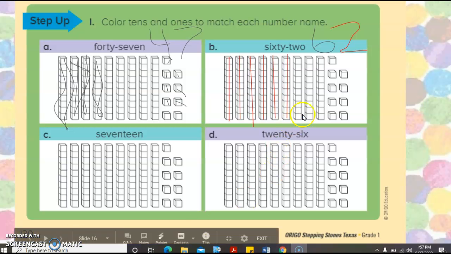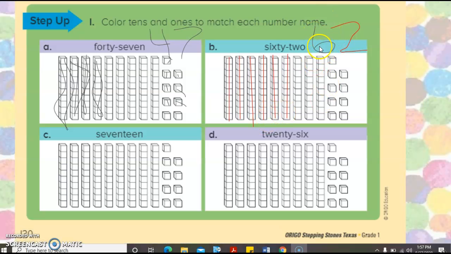If you said we color in 6 rods, you are correct. Right here, I have a 6 in the tens position. Tens uses rods. So I colored in 1, 2, 3, 4, 5, and 6. Nothing for the 2 yet. I have a 2 in the ones position. My ones, I always use units.